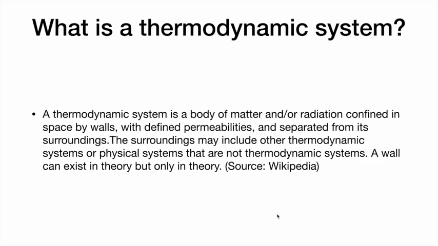So, introduction. What is a thermodynamic system? A thermodynamic system is a body of matter or radiation confined in space by walls with defined permeabilities and separated from its surroundings. The surroundings may include other thermodynamic systems or physical systems that are not thermodynamic systems. A wall can exist in theory, but only in theory. So it is not a wall.